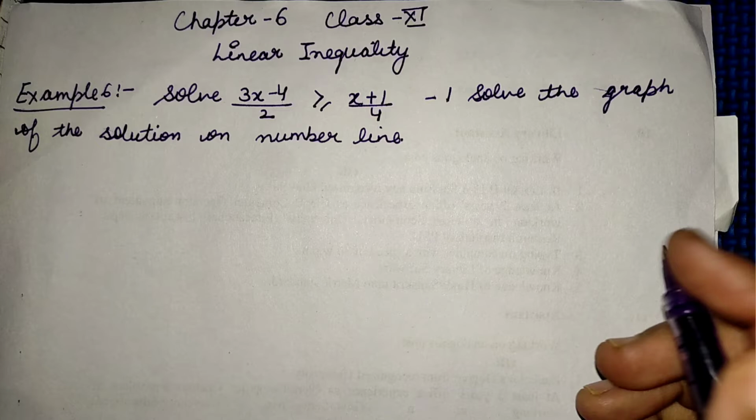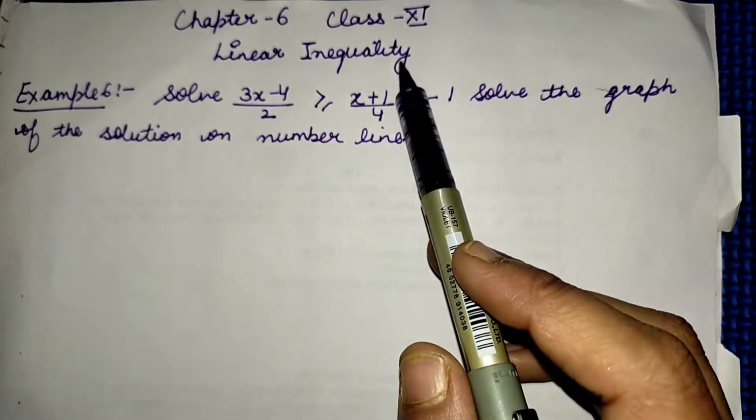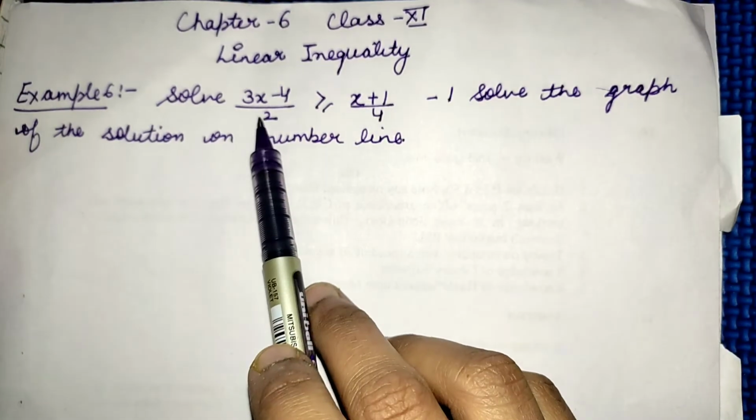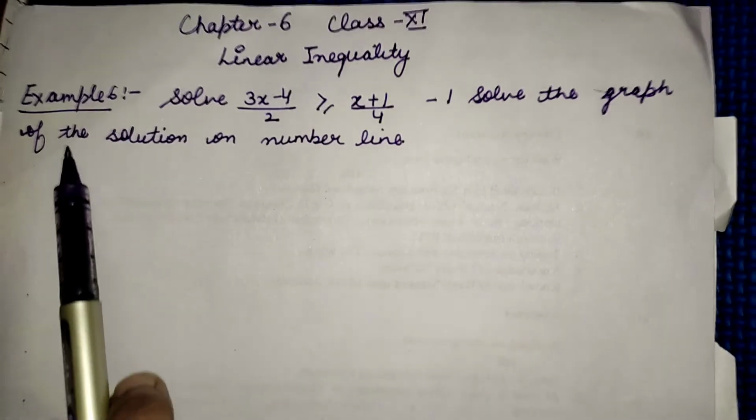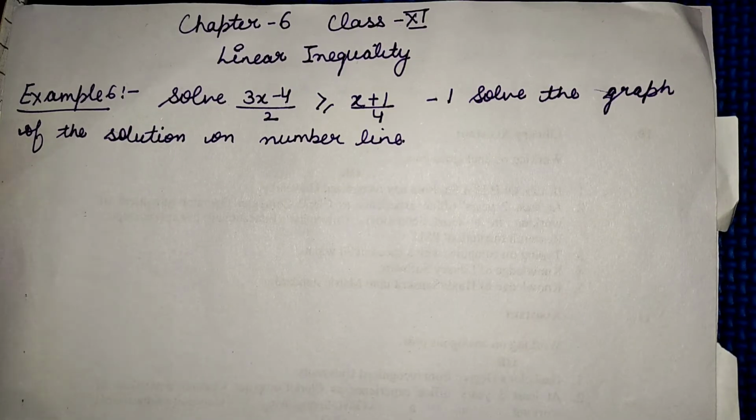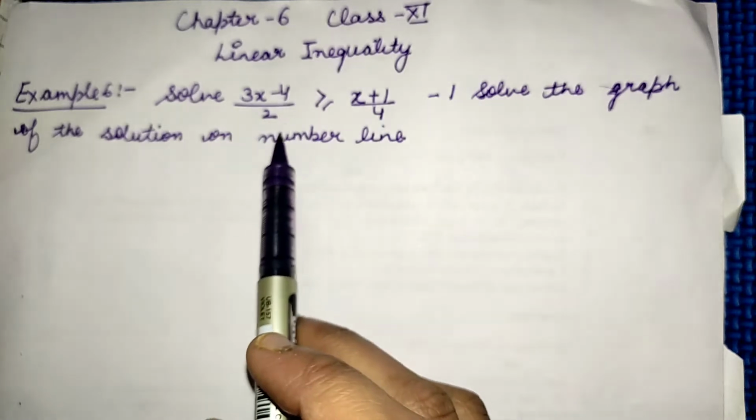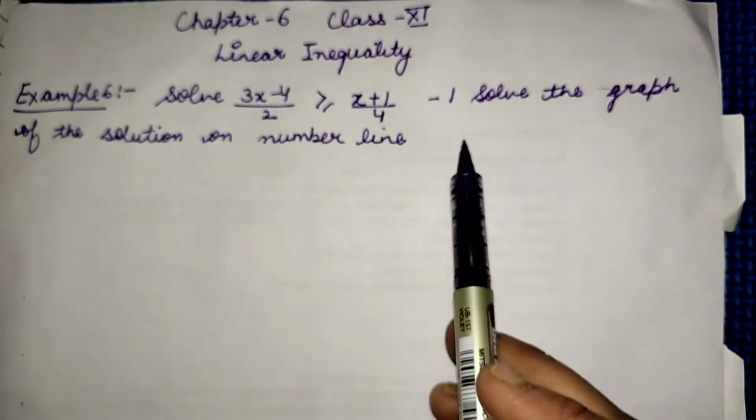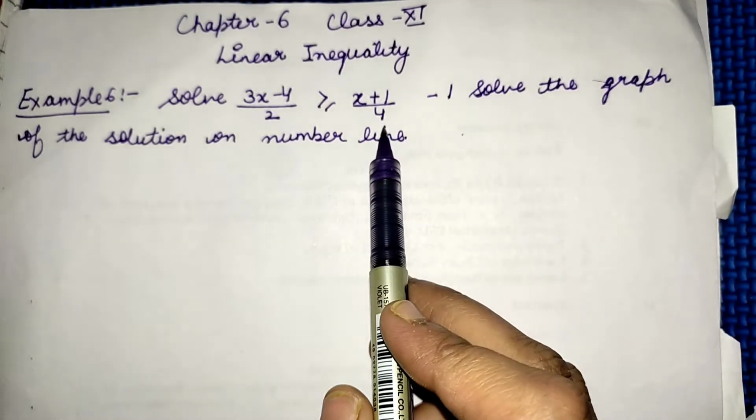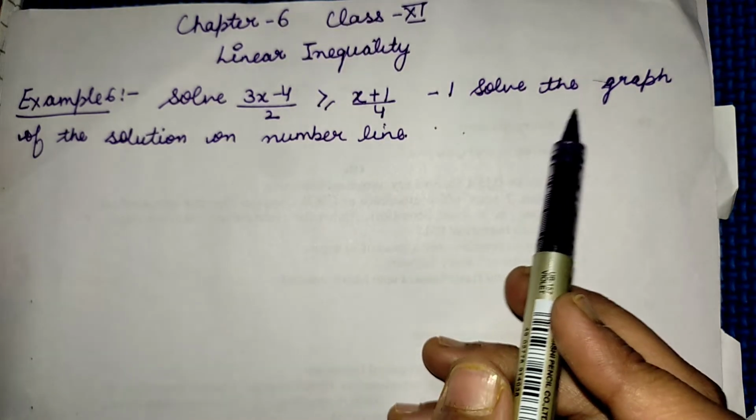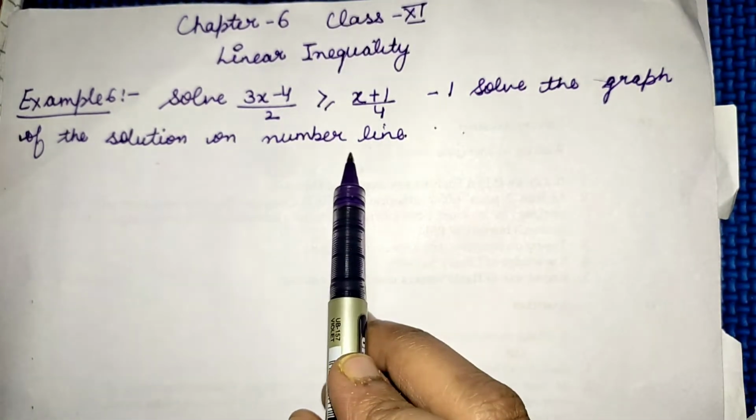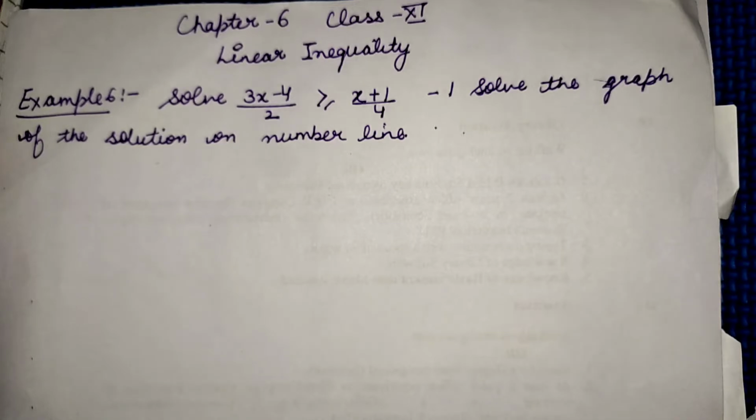Let us start today's topic, which is chapter number 6 of class 11th, linear inequality. Example number 6 is: solve (3x minus 4)/2 is greater than or equal to (x plus 1)/4 minus 1. Then draw the graph of the solution on the number line.